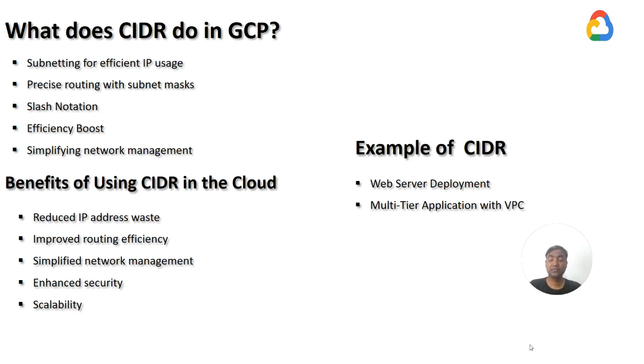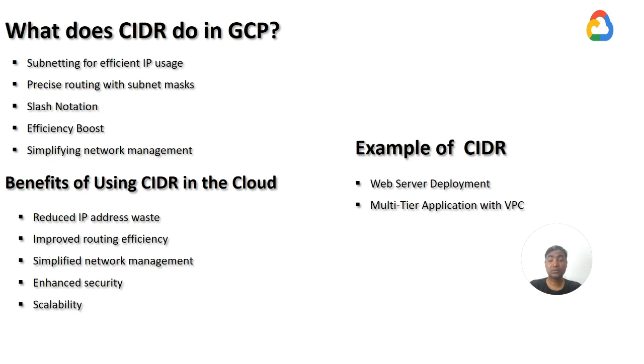Then, efficient allocation. You have used just a teeny portion of the original block for your web server, leaving the rest for future needs. Each server gets its own address within the subnet, avoiding waste and simplifying management. Now I hope you understand it. And similarly, a multi-tier application with a VPC.